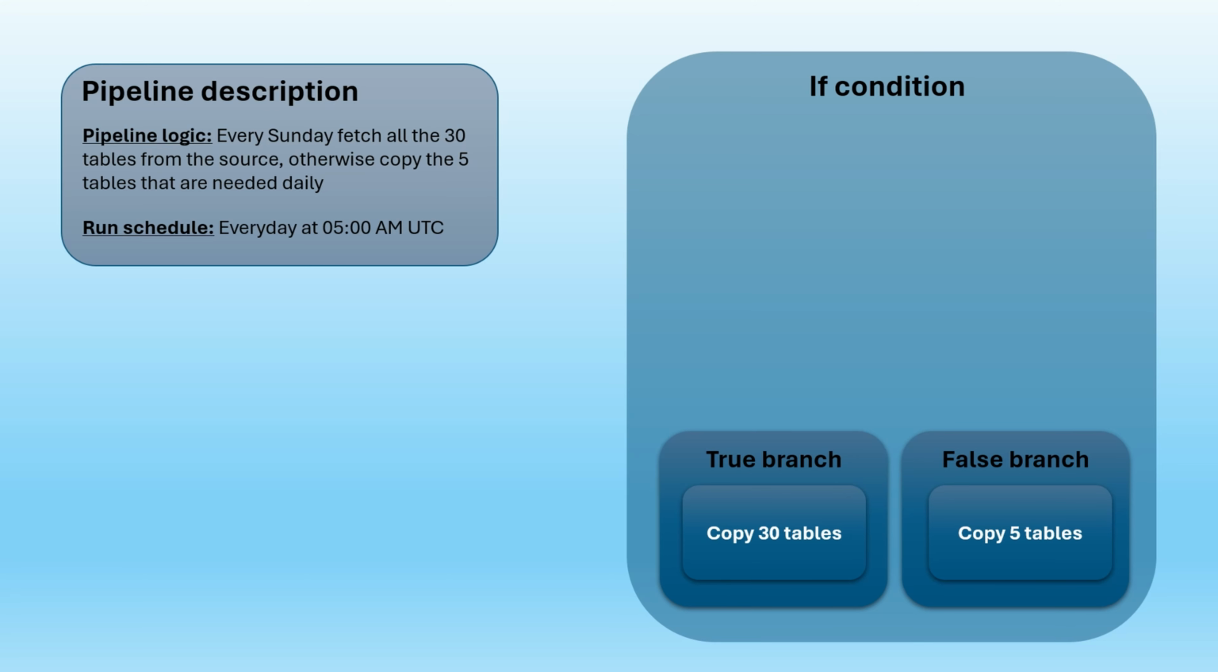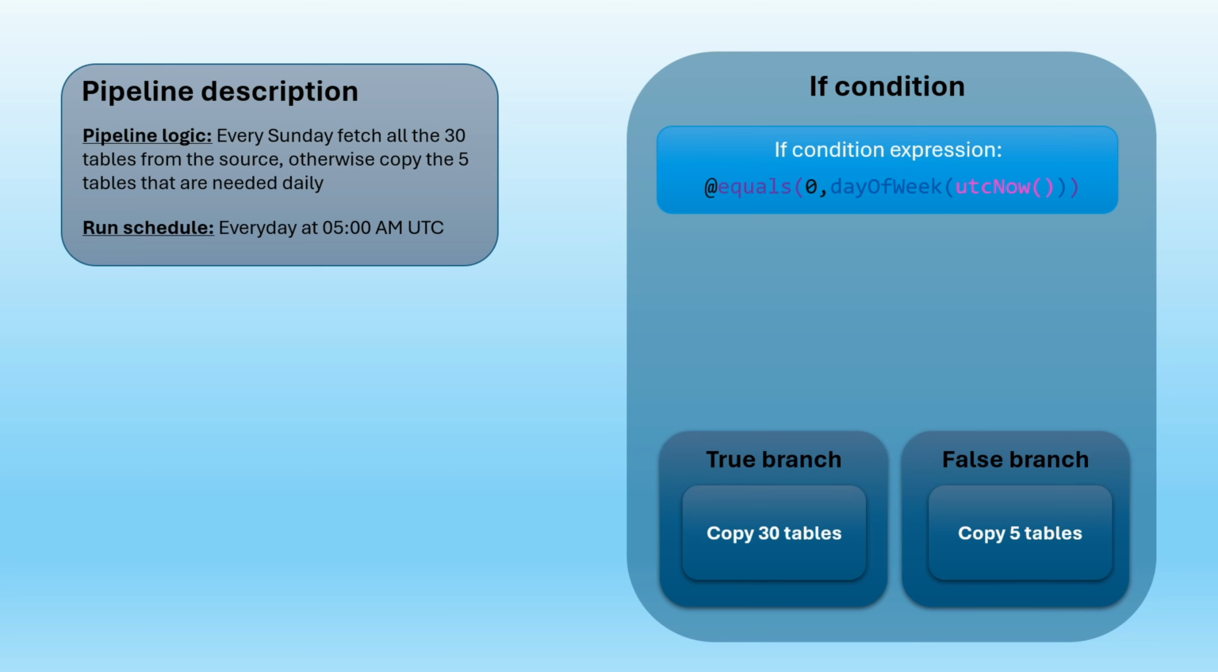Now we would need to build an expression that would evaluate to true when it's Sunday and false when it's not Sunday. Here we have the expression that would handle this logic for us. Basically, we would need to have 3 functions in our expression. The innermost function we have is the UTC now function that will resolve to the current timestamp in the UTC time.